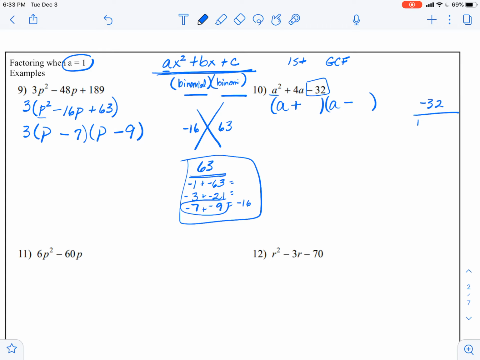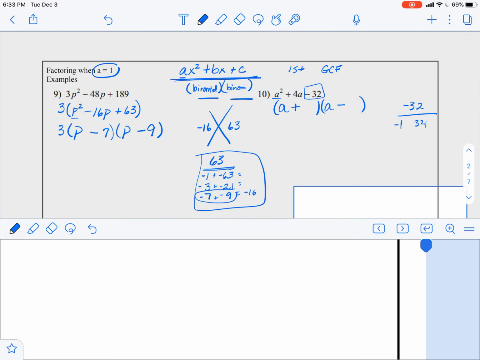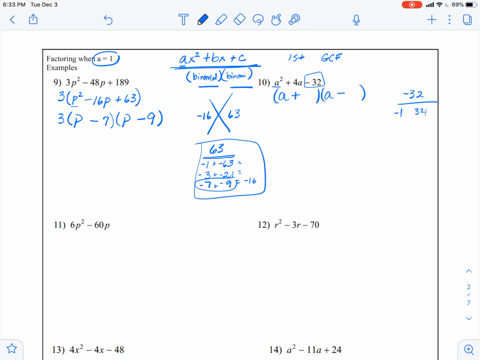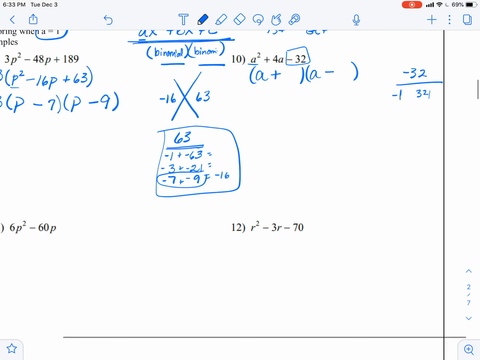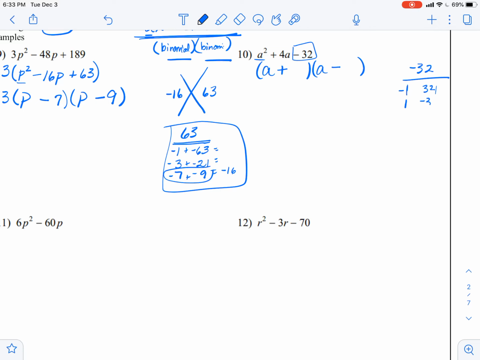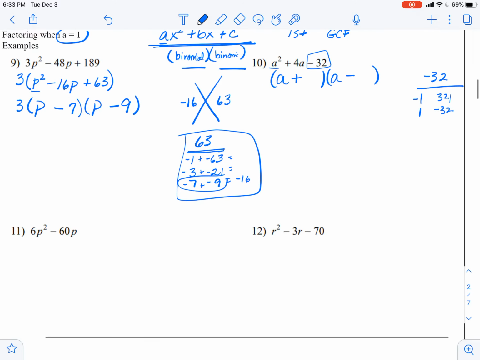Now, I said 1 has to be plus, 1 has to be minus. So you could have a minus 1 and a plus 32, or you could have a positive 1 and a negative 32. When I'm writing them, I don't usually write all the different ways. I just find the two that give me 4, and then I figure out what the signs are. In other words, let me just show you.